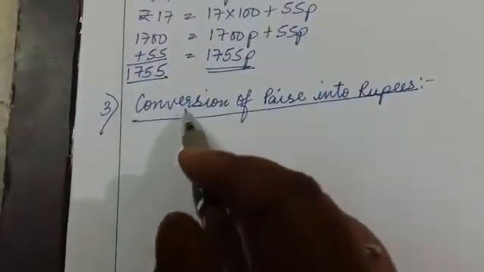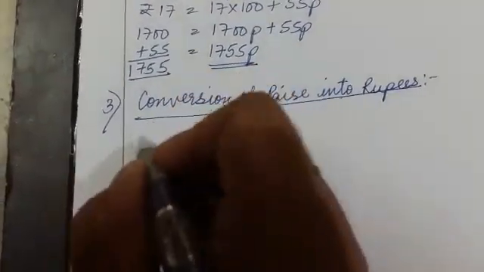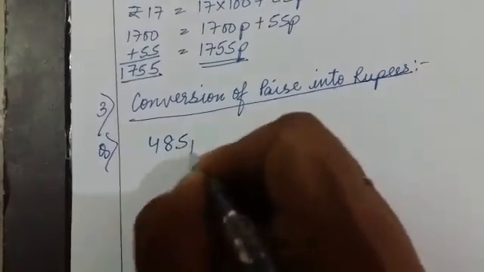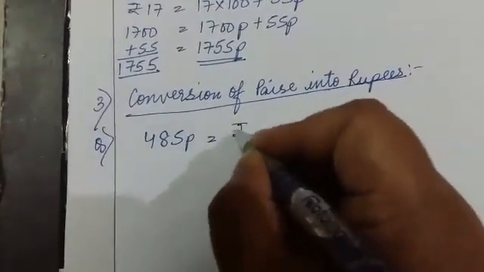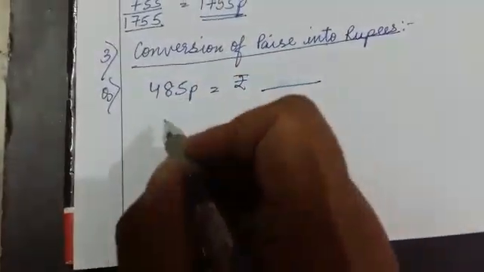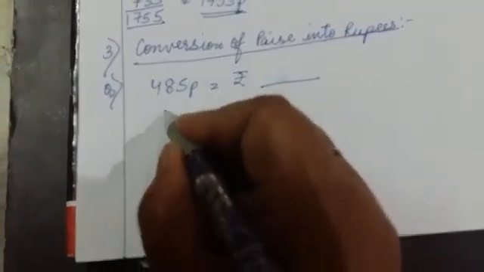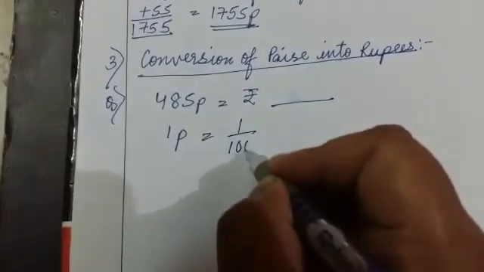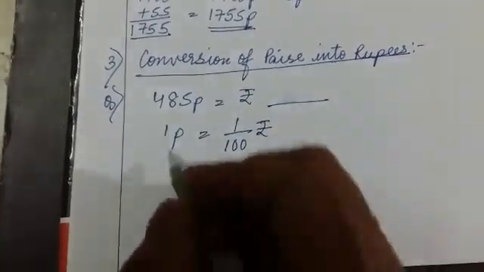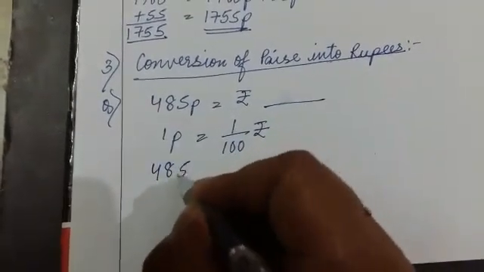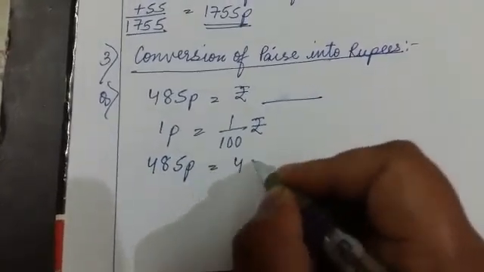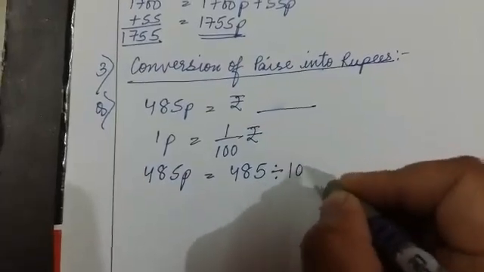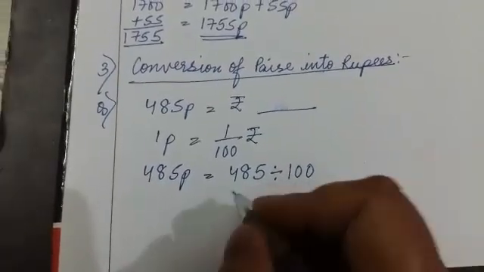Then the third conversion is conversion of paise into rupees. Let us take one question. Suppose we are taking 485 paise. We have to change it into rupees. So what do we have to do? As we know, rupees 1 is equal to 100 paise. So 1 paise is equal to 1 by 100 rupee. So 485 paise is equal to 485 divided by 100. Now you have to divide 485 by 100.